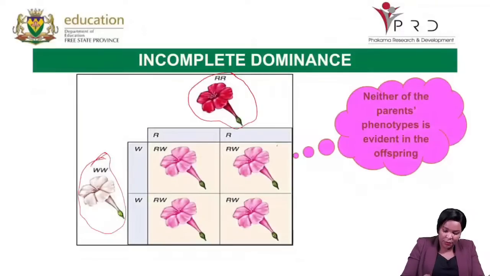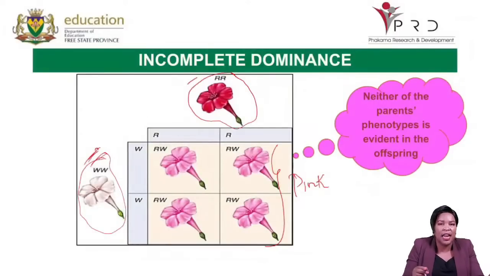All the offspring, what are the colors of the offspring? They are pink. Did we cross a pink parent with a white parent, or what? Did the parents look anything like pink? No. So neither of the parents' phenotypes is evident in the offspring.